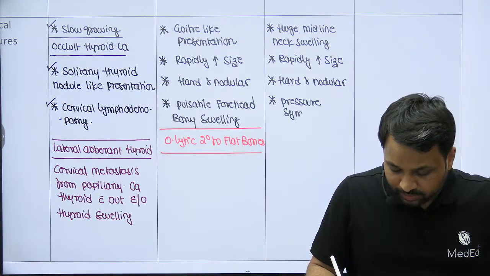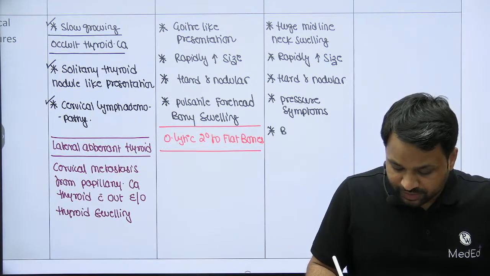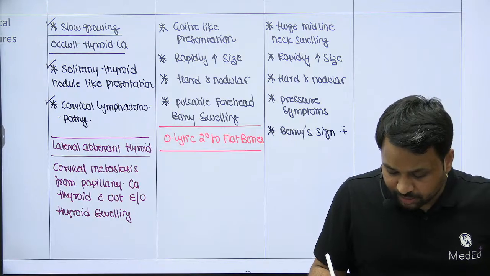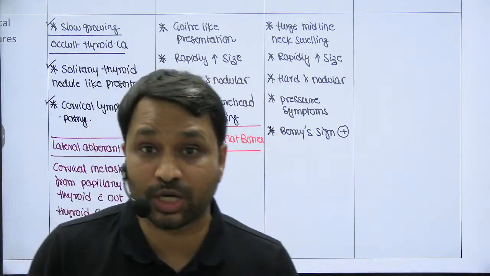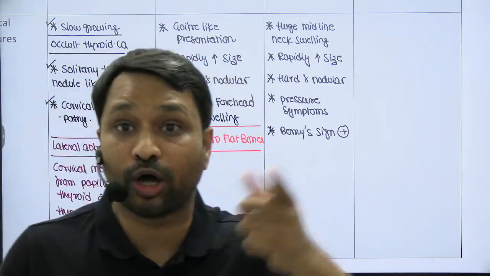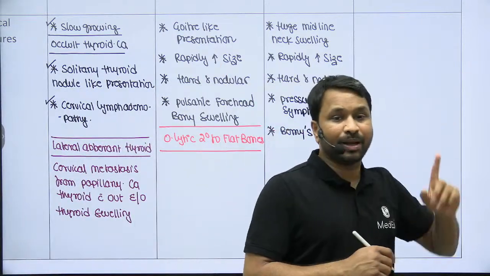Along with pressure symptoms, it is going to cause infiltration of the carotid sheath. Infiltration of the carotid sheath will result in Berry sign positive. We have discussed it before. Berry sign positive is an impalpable carotid pulse at its normal location, because either the gland has become too large and pushed the carotid vessel behind the sternocleidomastoid muscle, or there's a malignant infiltration, as happens here.